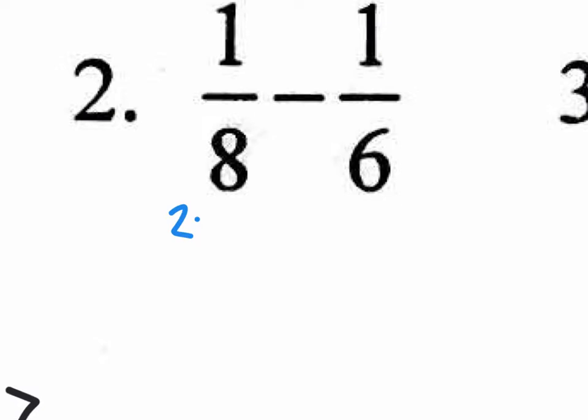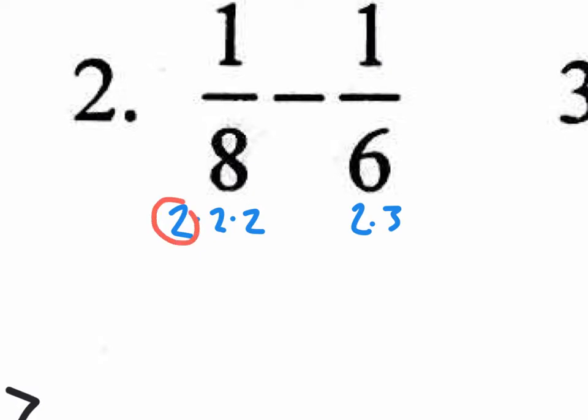2 times 4, but 4 could be broken down to 2 times 2, right? So let's completely factor it. 2 times 2 times 2. That's 8. How about 6? Well, that's 2 times 3. Okay, so is there anything in common in the first denominator and the second denominator?